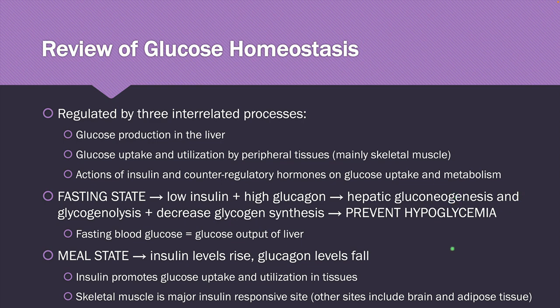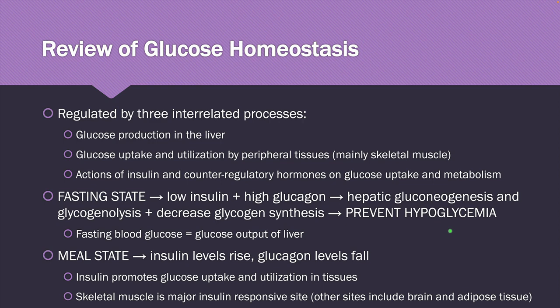So, if you are in a fasting state, for example, you haven't eaten for a long time, the response of your body should be low levels of insulin and high levels of glucagon. Remember that the function of insulin basically is to transfer glucose from your blood to your tissues. Glucagon is the opposite.